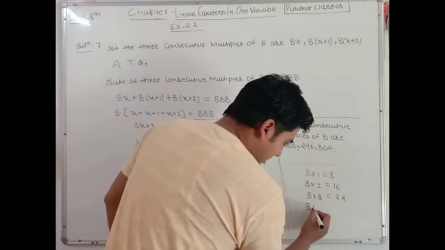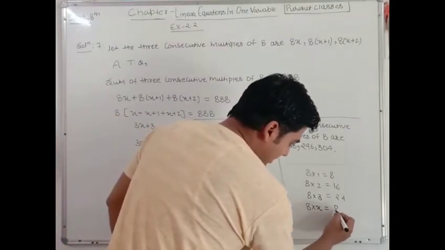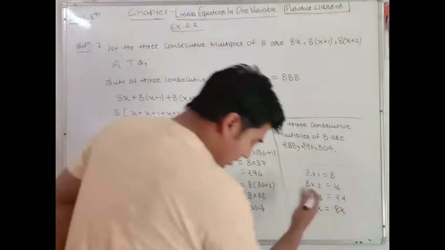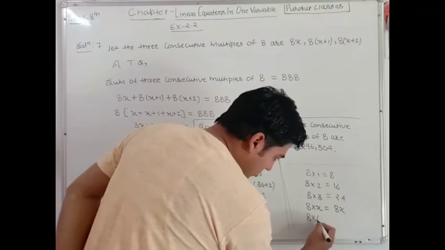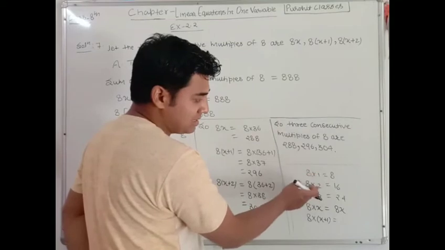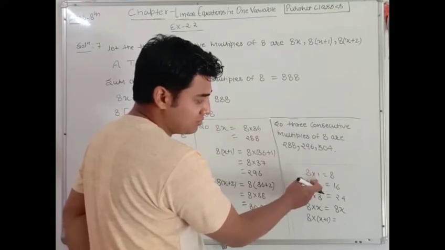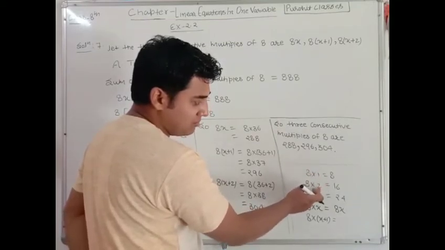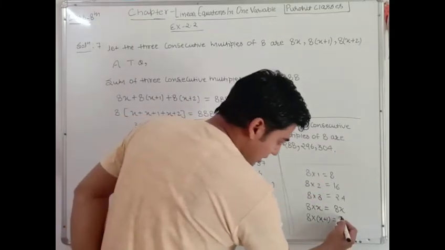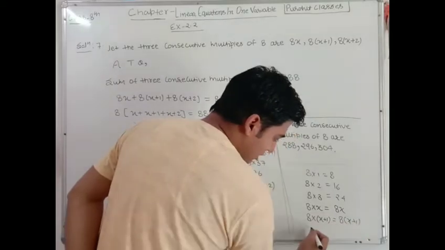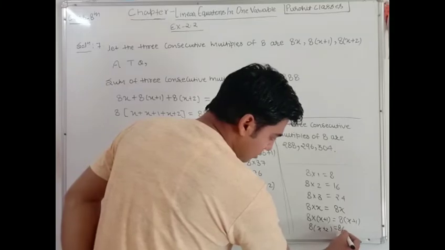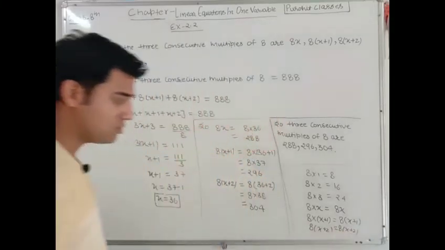So if I take the first one as the x-th multiple of 8, then that will become 8x. Getting or not? Okay. The next will be 8 times (x plus 1). Why? Because for the next consecutive multiple, I will have to increase it by 1, and same in the third. So it will be 8 times (x plus 1), and the third multiple will be one more than this, x plus 2, that will be 8 times (x plus 2). Understood? Okay.